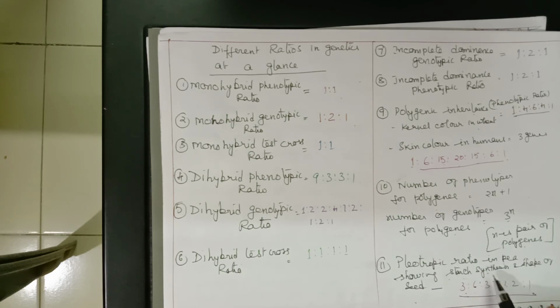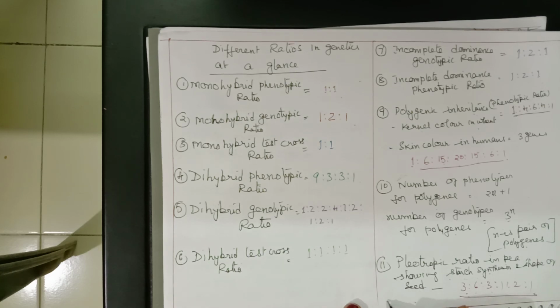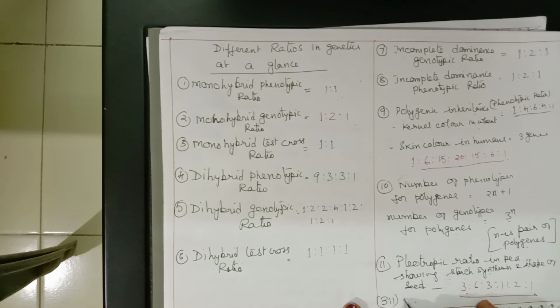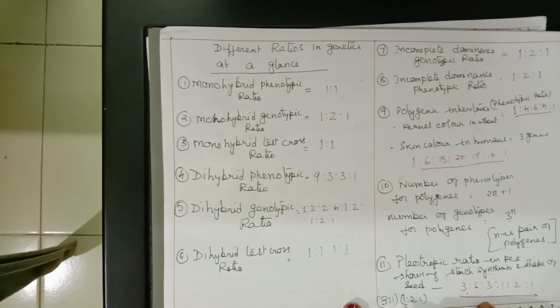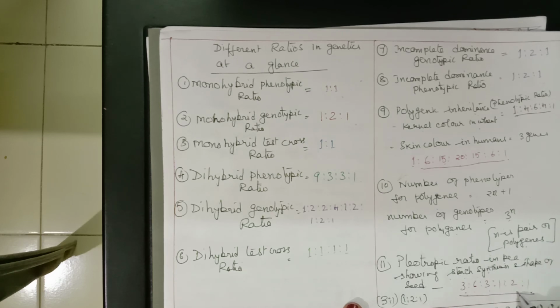starch grains. Here the size of the starch grains shows incomplete dominance and the shape of the seed shows complete dominance. Complete dominance has a phenotypic ratio of 3:1. Incomplete dominance has a phenotypic ratio of 1:2:1. When you multiply these two, you get this ratio.